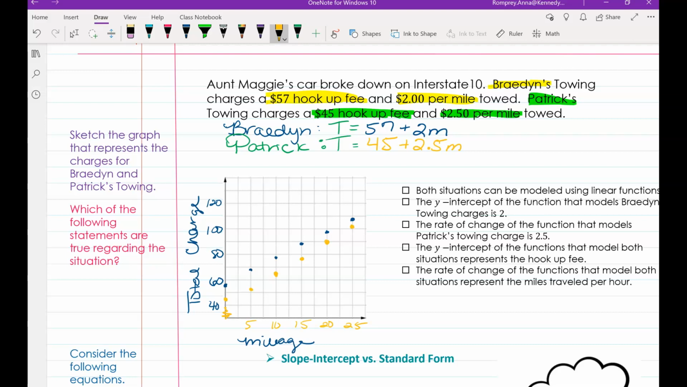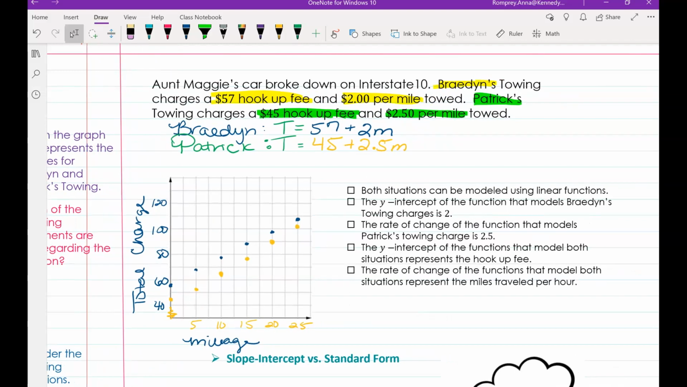So gaining. So Patrick is definitely starting to gain on Braden. So Patrick looks, at first, Patrick is definitely going to be cheaper, but once we go past a certain number, Patrick is going to exceed Braden's cost. So it all depends on how many miles you're going, which company you're going to want to use.